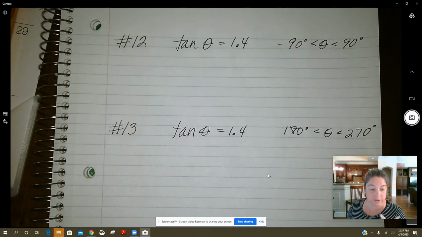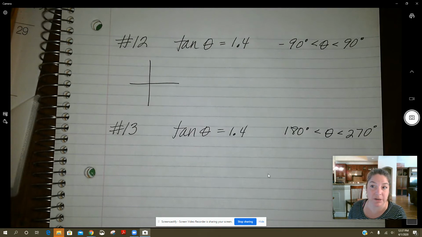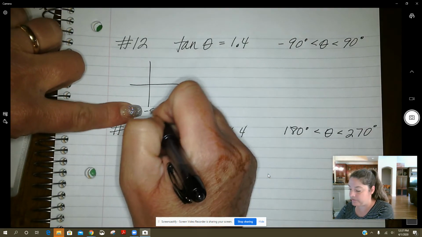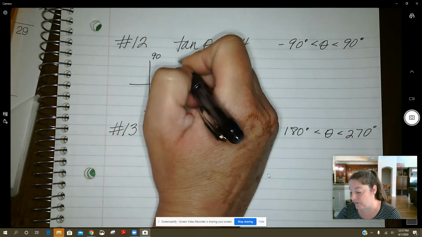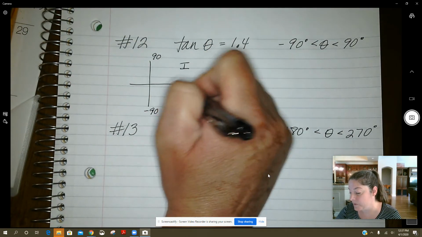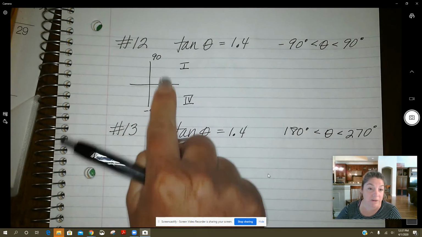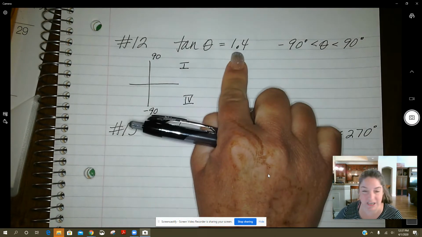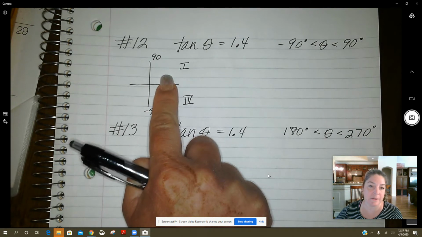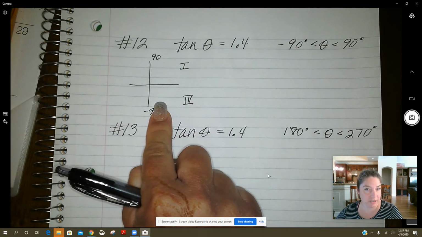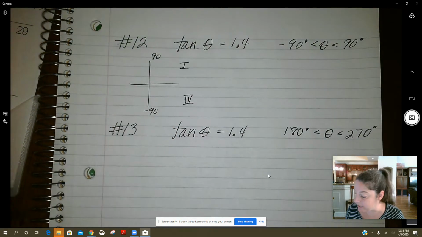Okay. So the first thing that I want to look at is actually where is negative 90 degrees and positive 90 degrees. Okay. So negative 90 is down here. 90 degrees is up here. So we want to give an answer that is either in quadrant 1 or quadrant 4 or both if possible. Okay. It's not going to be possible, however, because the tangent is positive and the tangent is only positive in quadrant number 1. Okay, it's not positive over here in this quadrant because your x is positive, but your y is negative.